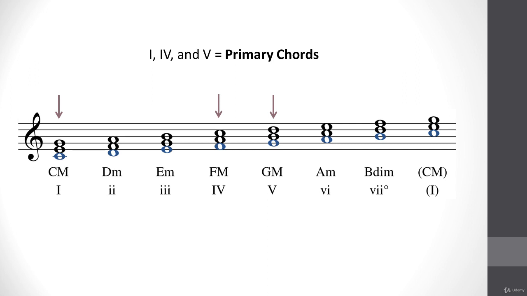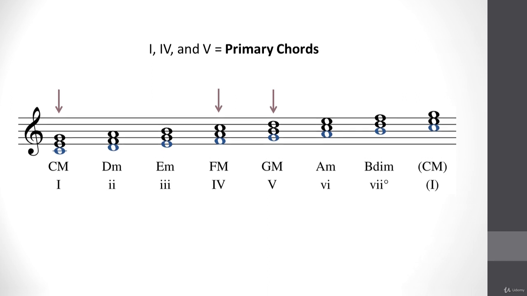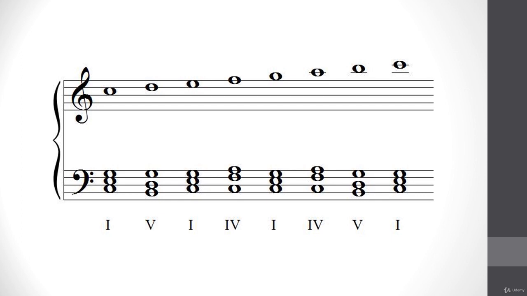The following diagram will help to illustrate this. Here, the right hand consists of a C major scale. The left hand consists only of the primary chords and can harmonize the scale.